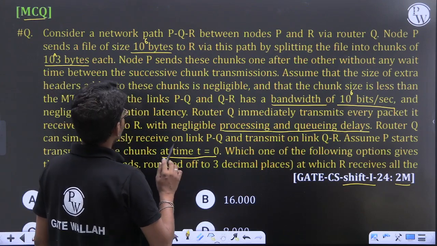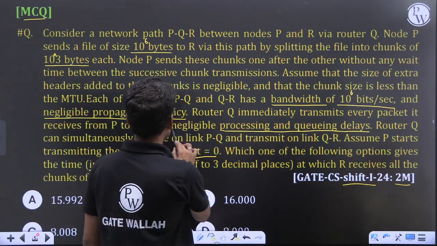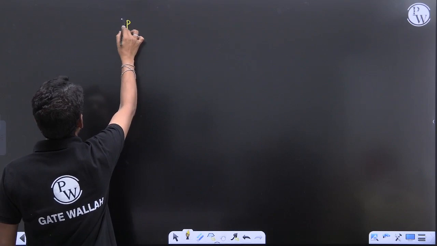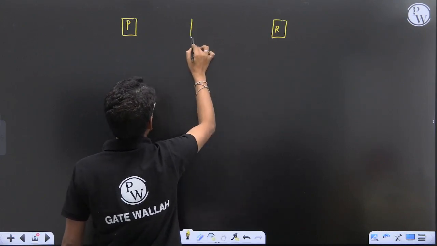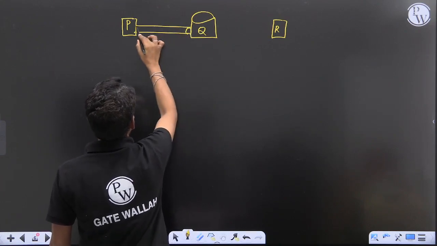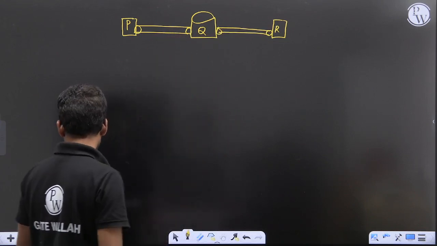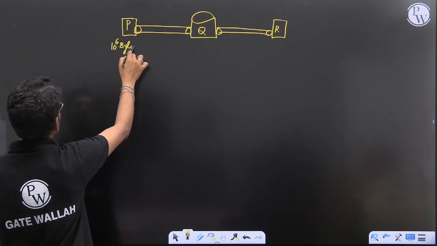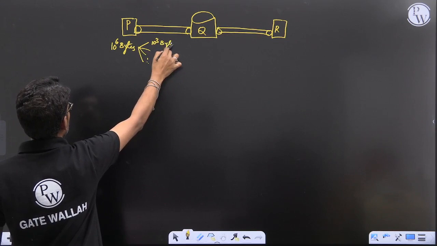We are given that propagation delay is neglected, and processing and queuing delays are also neglected, so only transmission delay we have to find out. Between P and R there is a router Q, and P is supposed to send 10 to the power 6 bytes, but these bytes are divided into chunks of 10 cube bytes each.